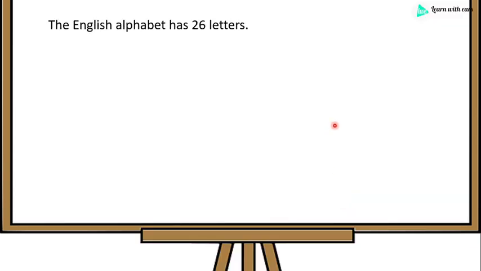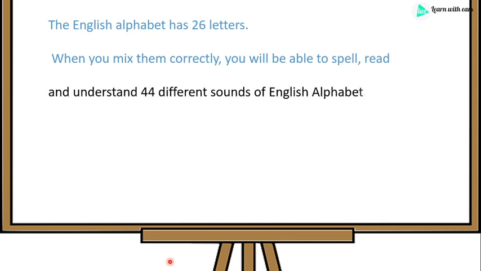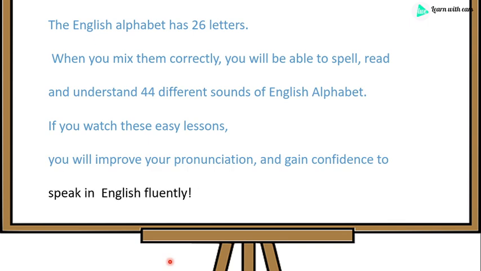The English alphabet has 26 letters. When you mix them correctly, you will be able to spell, read, and understand 44 different sounds of the English alphabet. If you watch these easy lessons, you will improve your pronunciation and gain confidence to speak in English fluently.